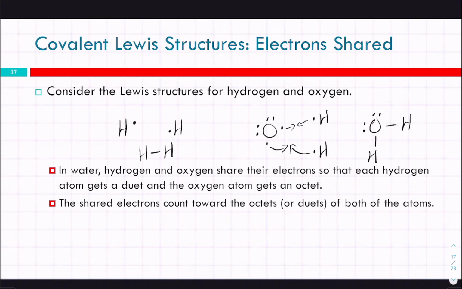Those bonds mean that oxygen gets to have an octet, because we can count these. These bonds are made up of 2 electrons. So oxygen has 2, 4, 6, 8 electrons. And then each of the hydrogens just has the 1 bond, and that's all they need, so they have their duet.